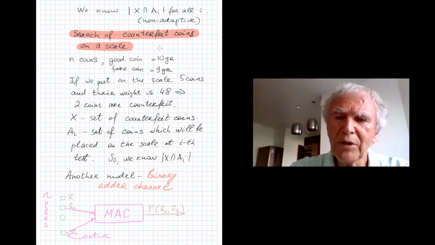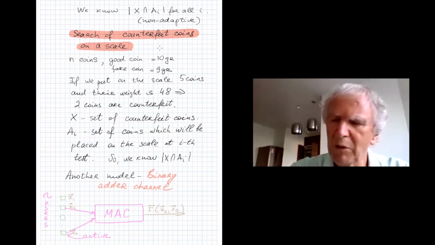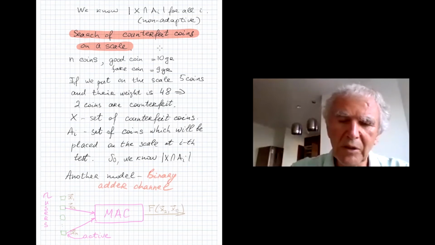Another model appeared later. At first people did not understand that it's the same, and only when they had done something did they find that it was already done by Erdős, Renyi, then by Lindström, Cantor, and Mills. They did it 20 years later in information theory under the name of zero error capacity of the multiple access channel.